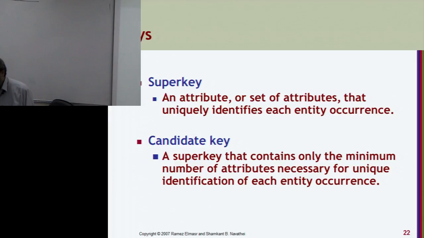This is a unique number, so the most important property is uniqueness. It is a unique number through which we can identify one and only one entity occurrence in that entity type. So every entity type should have a key. A key is a unique identifier through which we can pick, we can identify the specific occurrence.